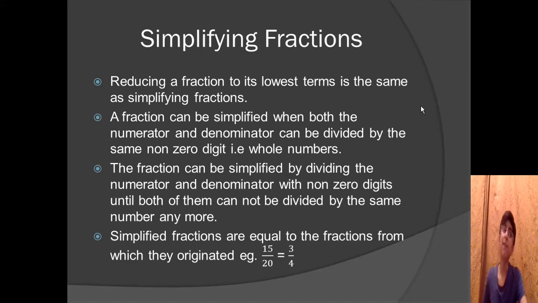Simplified fractions are equal to the fractions from which they originated. It means the actual fractions are equal to the simplified fractions. An example is given here. 15 over 20 is simplified to 3 over 4, and both of them are equal because 15 over 20 shows 3 quarters and 3 quarters also shows 3 quarters. Let's move on to how to simplify fractions.